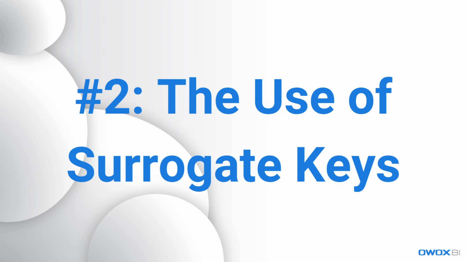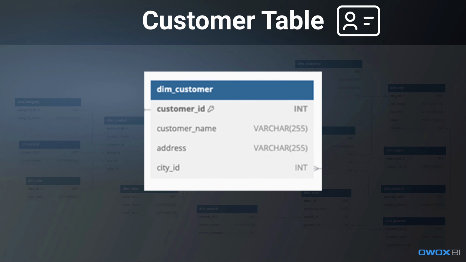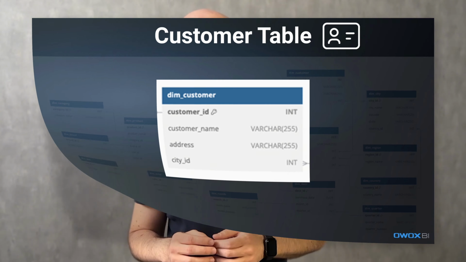Number 2, the use of surrogate keys. Using unique numbers called surrogate keys is a better way to identify records than depending on real-world data, including names or email addresses. These are basic figures that help you join tables during the development of your reports. A customer table might, for example, have a unique customer ID that is linked to a sales table. This keeps the process of linking data quick and reduces the risk of errors when the real information changes.